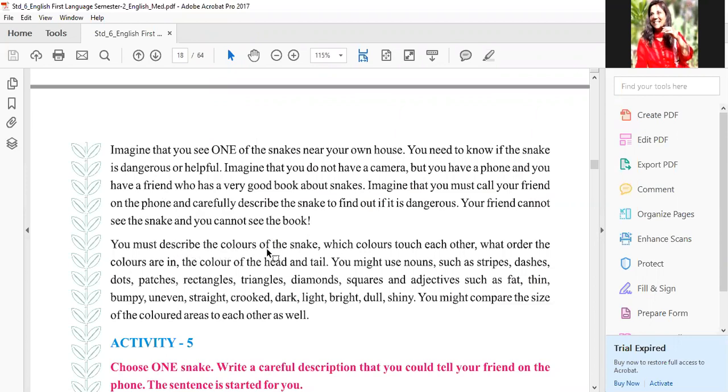So first of all, how will you describe? As I told you, the first thing about description is that we are going to learn how to describe things. Which colors touch each other, what order the colors are in, the color of the head and tail. You might use nouns such as stripes, dashes, dots, patches, rectangles, triangles, diamonds, squares, and adjectives such as fat, thin, bumpy, uneven, straight, crooked, dark, light, bright, dull, shiny, right? Then you might compare the size of the colored areas to each other as well. So this is how you have to give the description to your friend, okay?